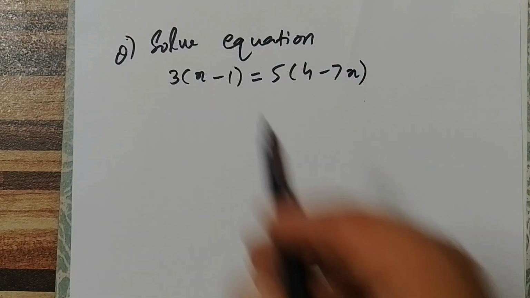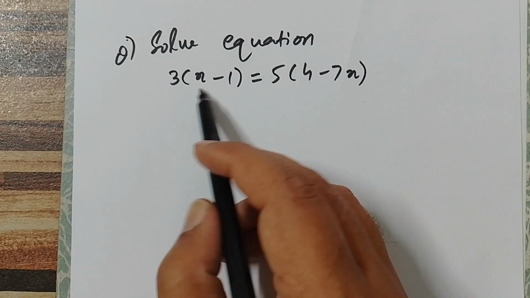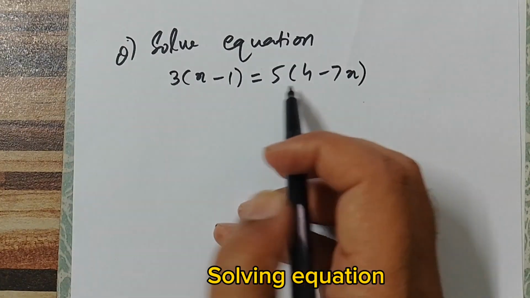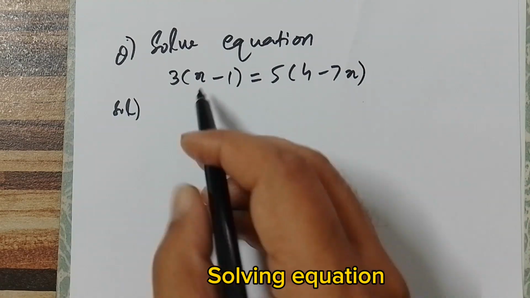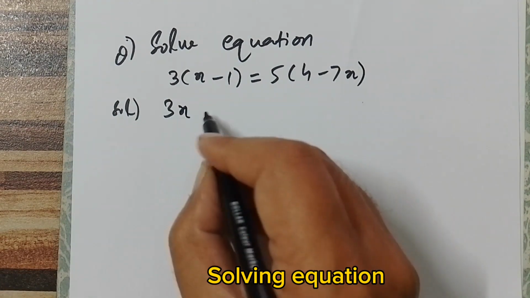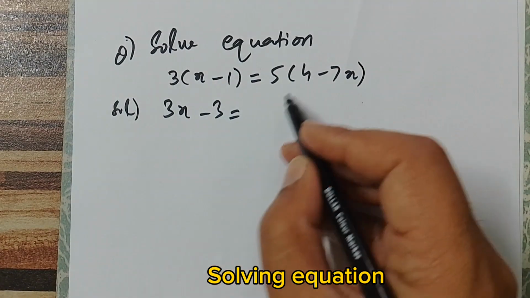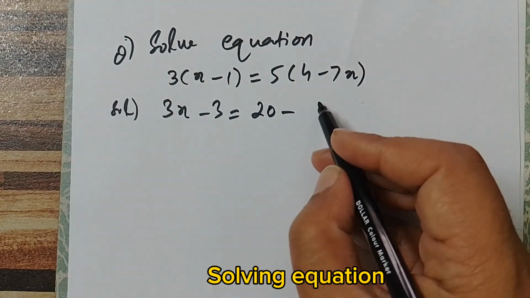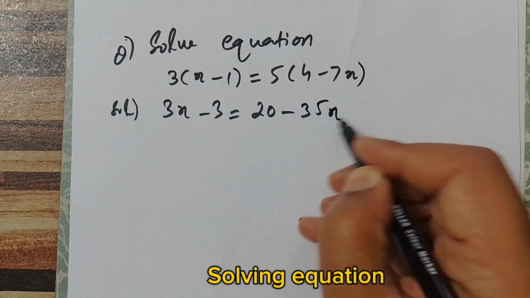The next question is to solve the equation. Solution of an equation means that we have to find the value of x which satisfies this equation. So the first step, I multiply the values outside the bracket inside the bracket. This will become 3x minus 3. 5 times 4 is 20 minus 5 times 7 is 35x.